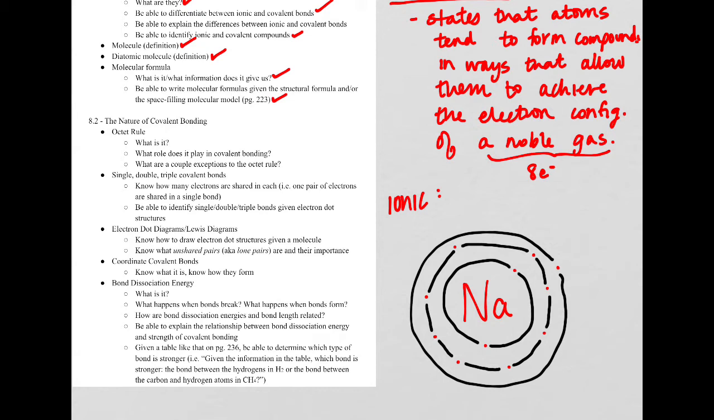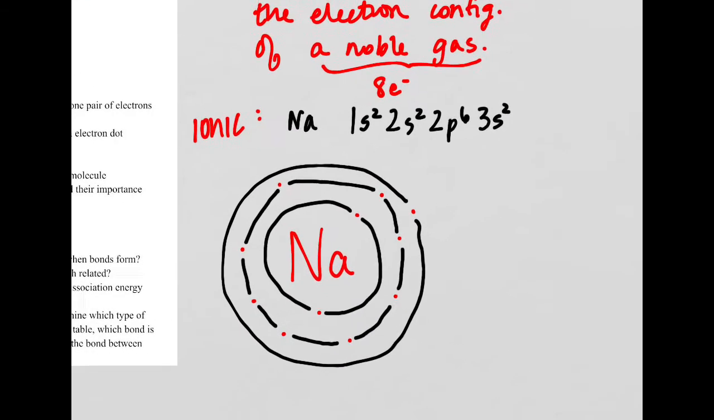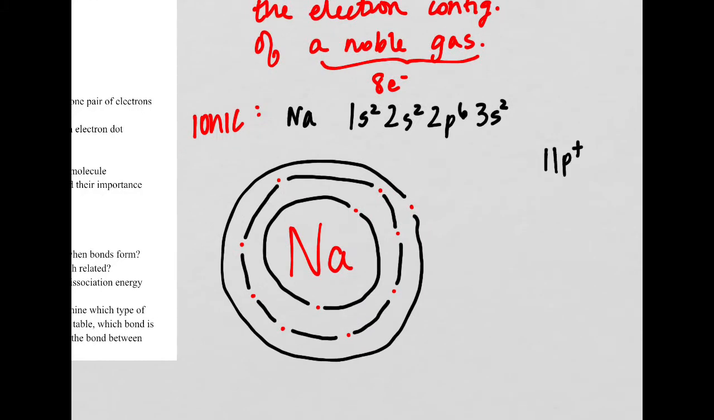So let's look at the electron configuration for sodium. Yes, remember this? 1s2, 2s2, 2p6, 3s2. So sodium has 11 protons and 11 electrons in its neutral form. When sodium is going to form an ionic compound, it wants to achieve a noble gas configuration, aka it wants to get 8 electrons around it. That means that we need 8 electrons in the outermost energy level. Remember the energy levels here.